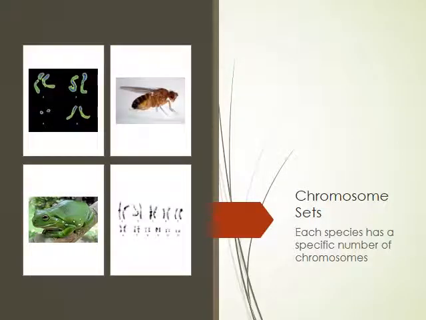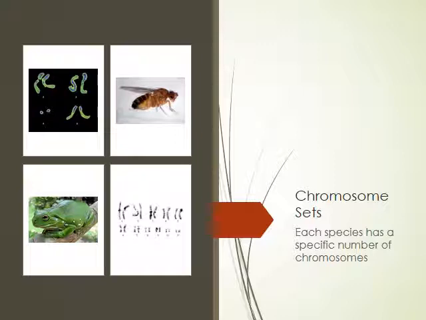Now, every single cell out there has a set of chromosomes to it. And all species have a specific number of chromosomes. Now, that's not to say you're not going to have duplications of the numbers. Our species has 23 unique chromosomes, 46 total chromosomes.